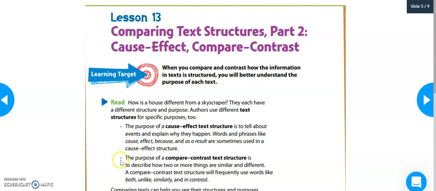The second text structure in Lesson 13 is compare and contrast text structure. The purpose of a compare-contrast text structure is to describe how two or more things are similar and different. A compare-contrast text structure will frequently use words like both, unlike, similarly, and in contrast. Comparing texts can help you see their structures and purposes.